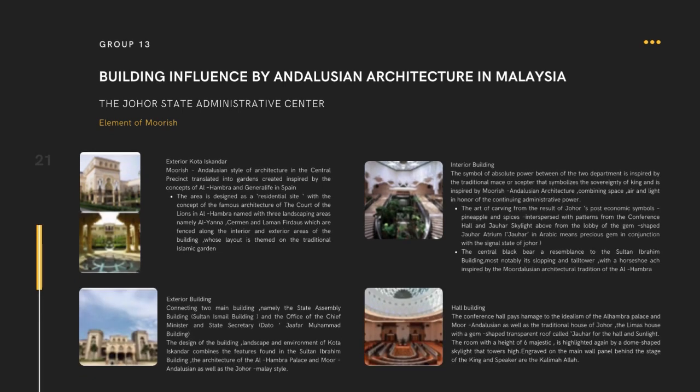Next, I'm going to talk about the building influenced by Andalusian architecture, the Johor State Administrative Center, and I'm going to tell you about the Moorish elements of its building. First is the exterior of Kota Iskandar.